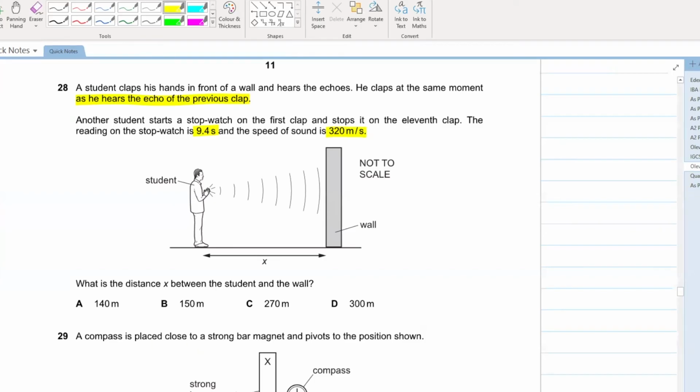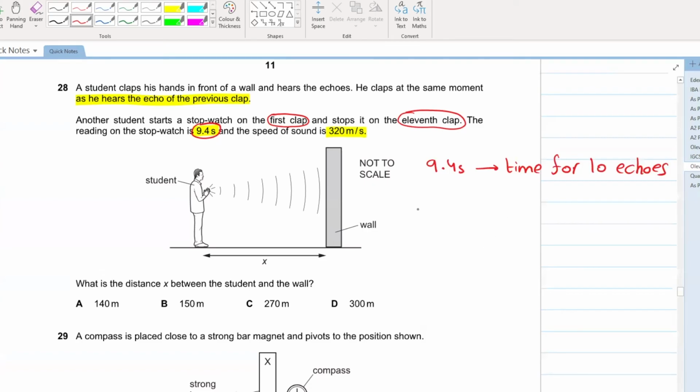If you analyze closely what is happening, you start the stopwatch on the first clap and you stop the stopwatch on the 11th clap. What does this mean? This means that this time of 9.4 seconds is the time for 10 echoes. Now you will say, sir, how do you know that?